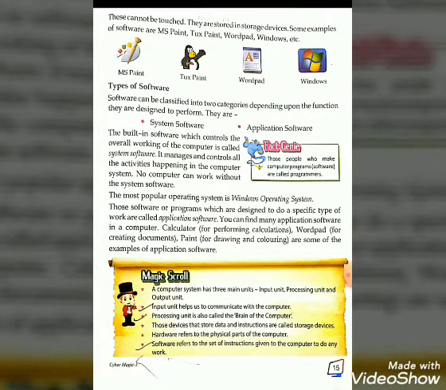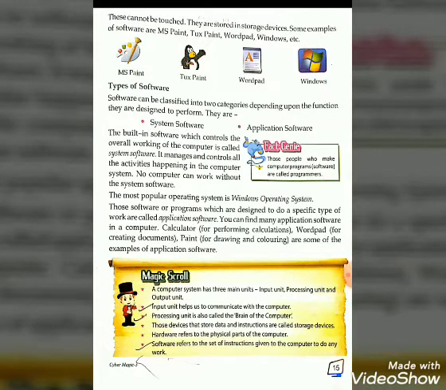Next one. The most popular operating system is the Windows operating system. This is very important to know that the most popular operating system is the Windows operating system.